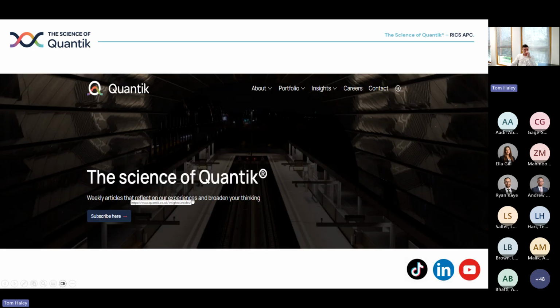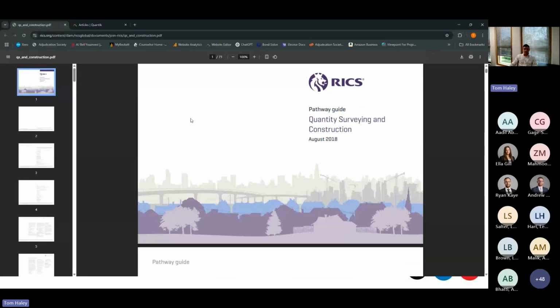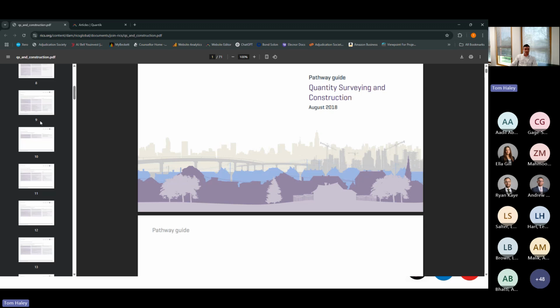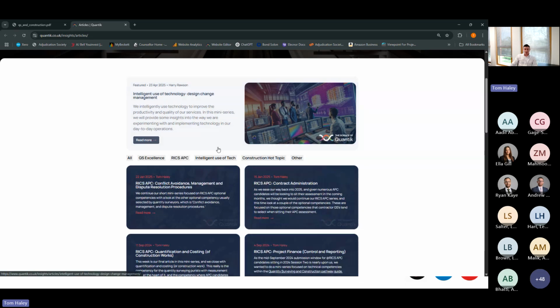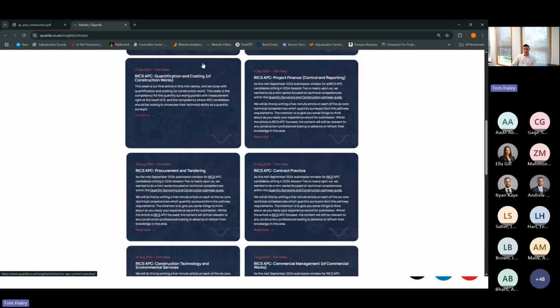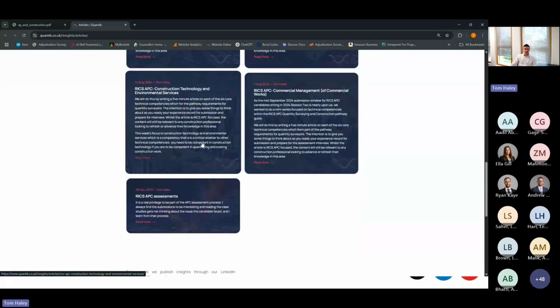And then if you do want a bit more detail, we do have on our website, and I'll just share the website with you. So this is the pathway guide that I had open before. You can see it's quite a big document. It's got every competence in there. In our articles, you can search for RICS APC. So we do have them on there, so you can go back to those too.